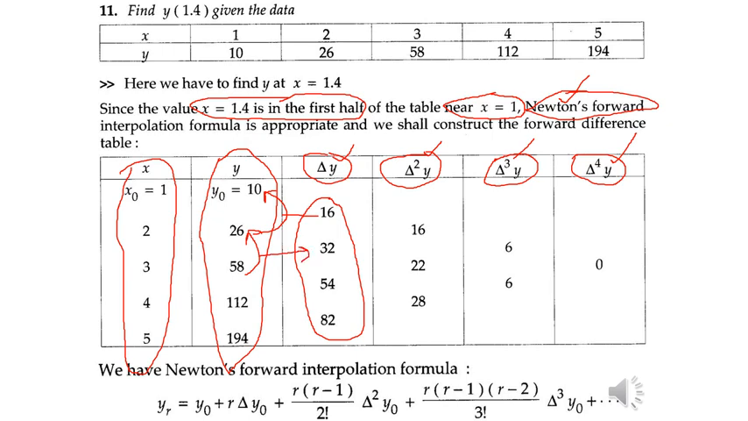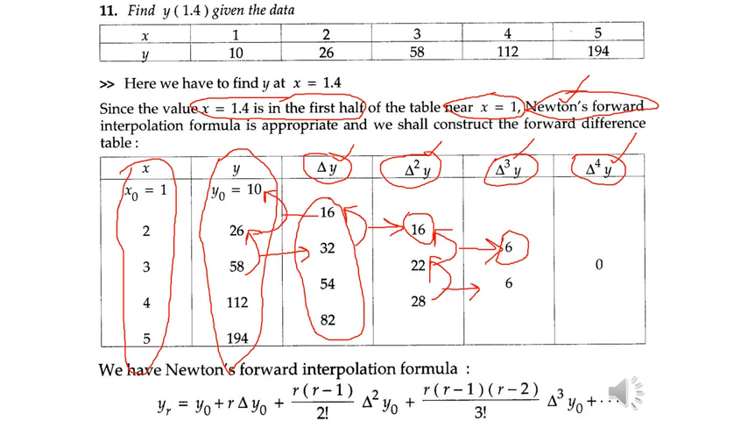Similarly, the other two entries we can find. And how do we get this 16? 32 minus 16 gives 16, and so on. So this 6, how did we get this 6? 22 minus 16 will give you 6. Similarly, 28 minus 22 will give you 6.